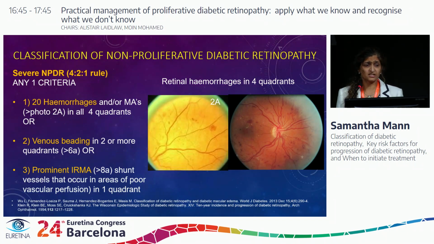So how do we diagnose severe non-PDR then? This is the critical one. Don't forget the 4-2-1 rule. It's any one of these criteria. So 20 hemorrhages in each of the 4 quadrants, and this is the 2A photograph from the Wisconsin study. So all 4 quadrants, 20 hemorrhages at least, or venous beading in 2 or more quadrants, or prominent IRMA, more than this photograph 8A, which I'll show you, in 1 quadrant.